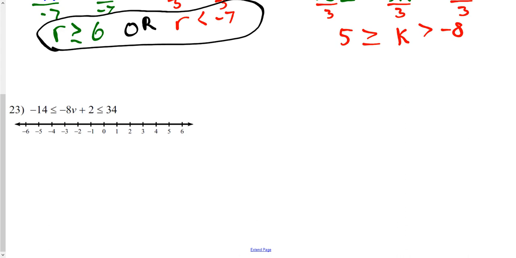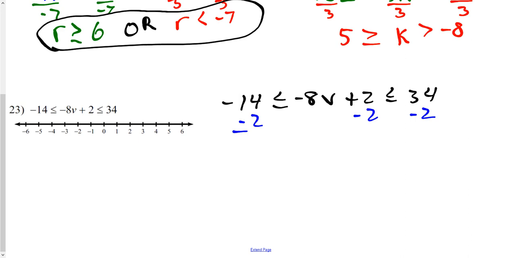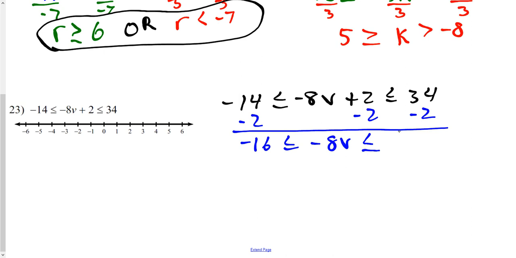When we look at this next one here, we are going to need to get our v by itself, so you're going to have to undo that positive 2. So you're going to have to subtract a 2 from all three parts. Then you have to undo timesing by 8, so you're dividing by negative 8, I should say. So divide everything by negative 8. And then you get 2. Remember, you're dividing by negative, so you got to switch your inequality signs.